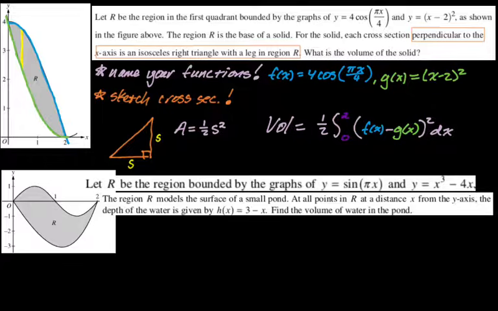Okay, that's not a shape I'm familiar with. At all points in R, at a distance of x from the y-axis, the depth of the water is given by h of x equals 3 minus x. Find the volume of the water. Okay, so a distance of x from the y-axis means I'm basically perpendicular to the x-axis. So I'm going to draw that in. So that's a thing. Now, what am I dealing with?